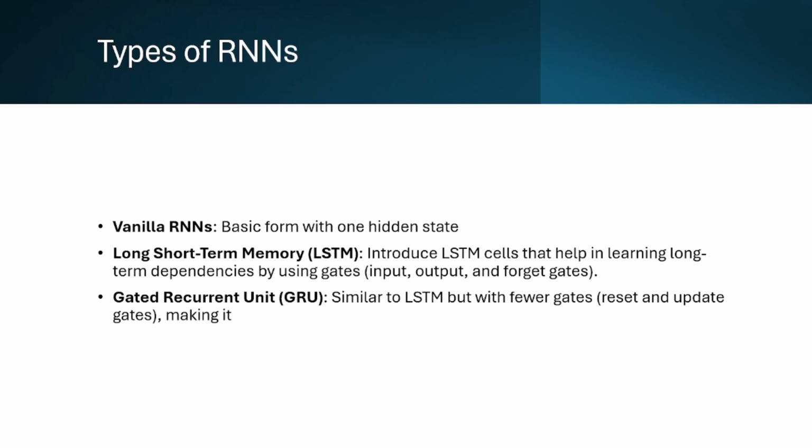Then the other type of RNN is the gated recurrent unit, similar to LSTM but with fewer gates: reset and update gates. Here there are two gates, reset and update, in this type of RNN. Those are the short introduction about the RNN.